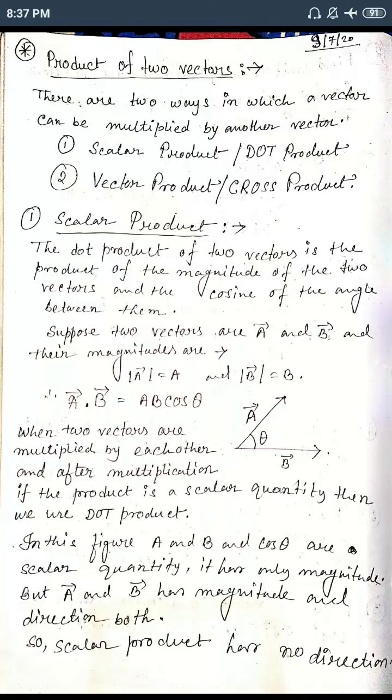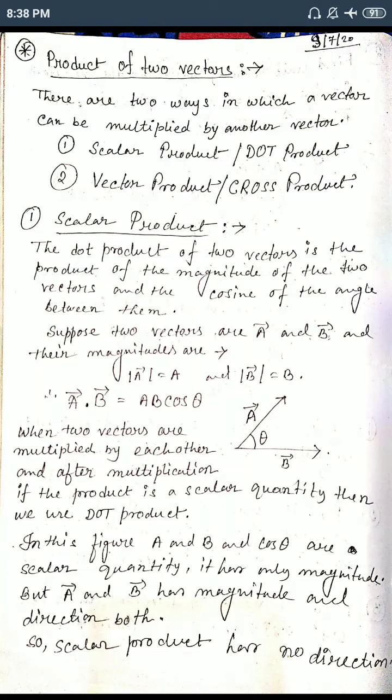Dot product or scalar product, cross product or vector product. Sometimes it will come as a 1 mark question when we use a scalar product and when we use a vector product. Whatever product we get after multiplication of two vectors, if it is a scalar quantity, then we use the dot product or scalar product, and if it is a vector quantity, then we use the vector product or cross product. So let's start with the first product, that is the scalar product.